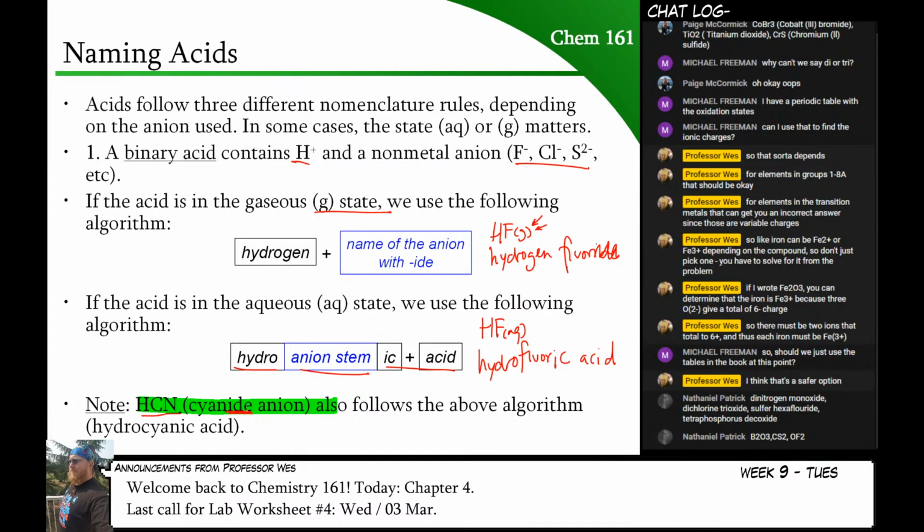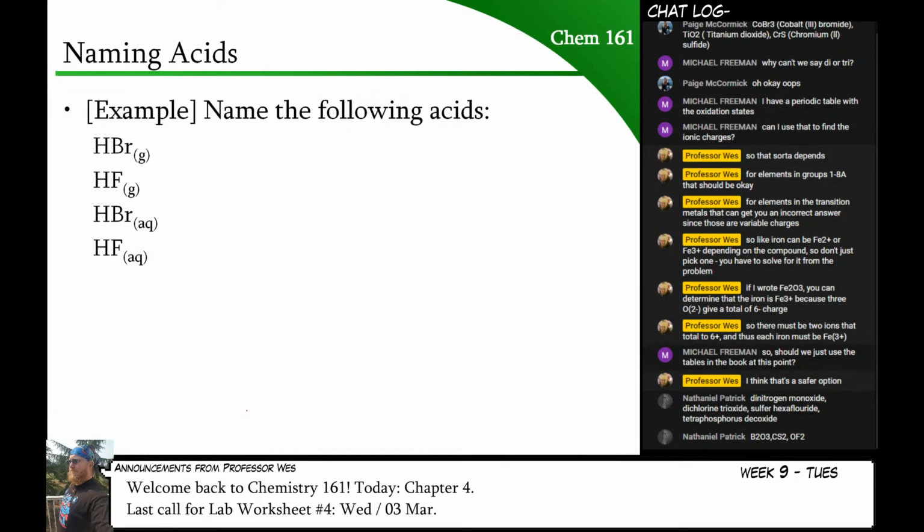All right, that's the first rule for naming acids. So here's some examples of that. These two, we already did hydrogen fluoride, so these are done. But these two right here, this is a gas, so we would call it hydrogen bromide. If it's aqueous, we call it hydrobromic acid.